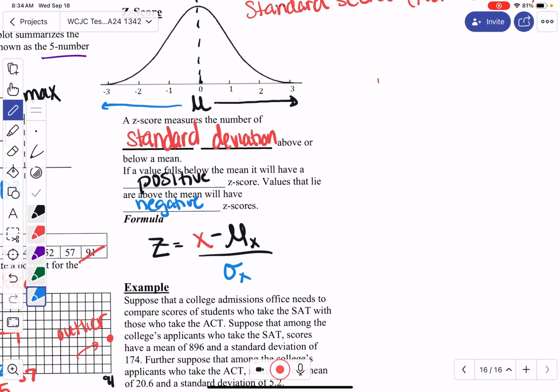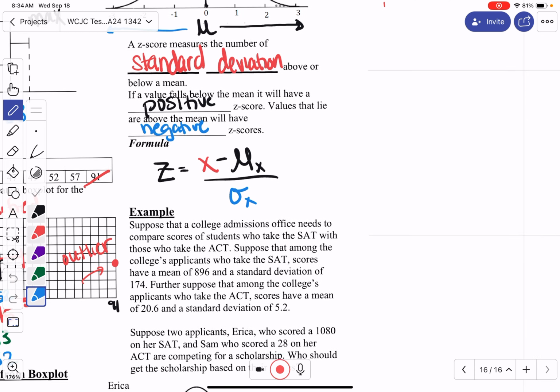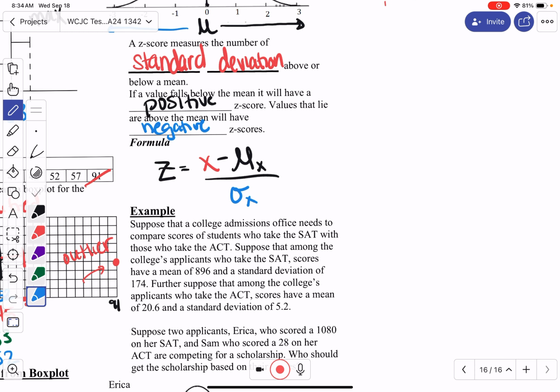So here's an example of how we use it. Suppose that there are two students who take a college entrance exam. They're taking two different tests, though, the ACT and the SAT. Each test has its own mean and its own standard deviation. We're comparing these two students to see who should get a scholarship.